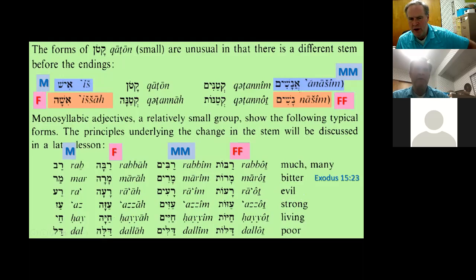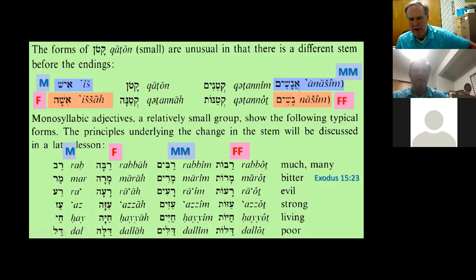Okay, the word for evil is ra. If you have a guy that's bad, evil, like Putin would be ra, bad, bitter, okay? Evil. A bad girl would be ra'ah. A bunch of bad guys would be ra'im rather. And a bunch of bad ladies would be ra'ot, evil. Ra, ra'ah, ra'im, ra'ot. Something that's strong would be az. Feminine would be azah, azim, azot.